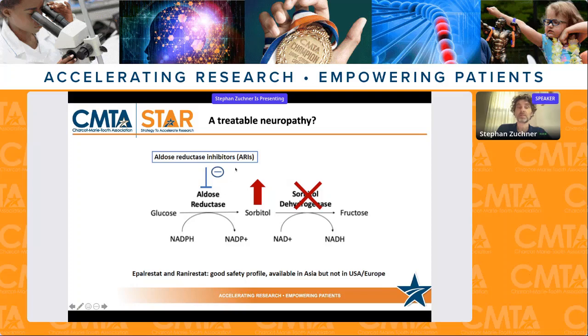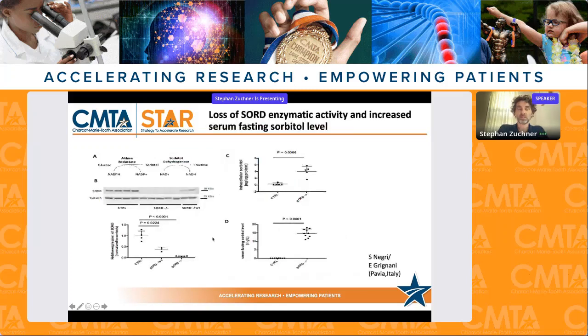And there have been strategies developed actually over 20 years ago, how to correct high sorbitol in blood. And this was developed because of the diabetes connection. These drugs are called ARIs, or aldose reductase inhibitors. So they block this enzyme here. If this is blocked, then glucose is not made into sorbitol in the first place. That's the idea.